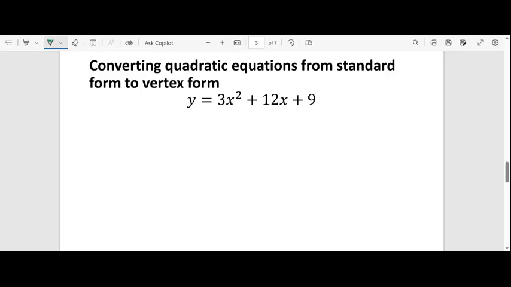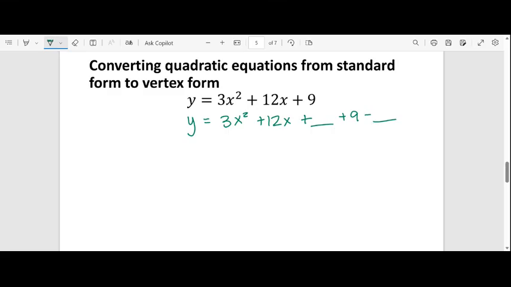Then you're going to want to undistribute or remove your 3. Complete your square, and then write it in vertex form. Let's go ahead and do it. So we're going to say y equals 3x squared plus 12x plus a blank plus 9 and minus a blank.